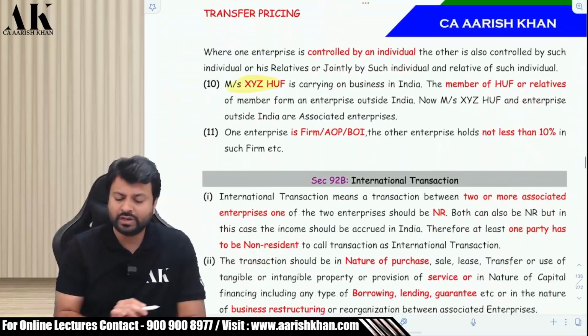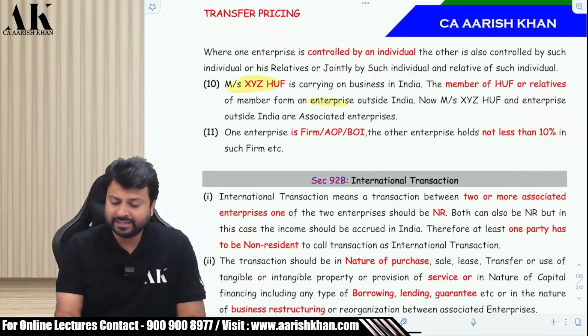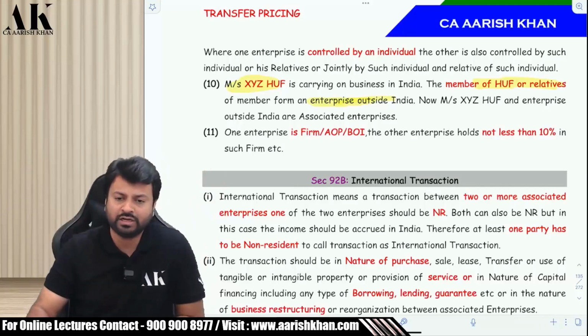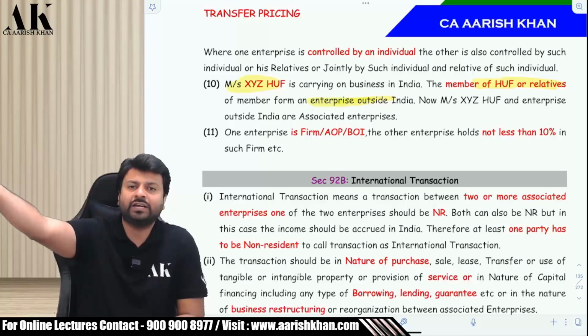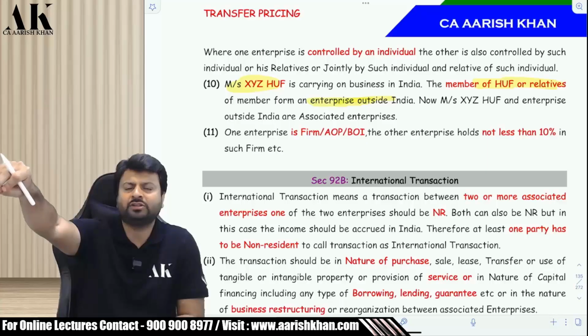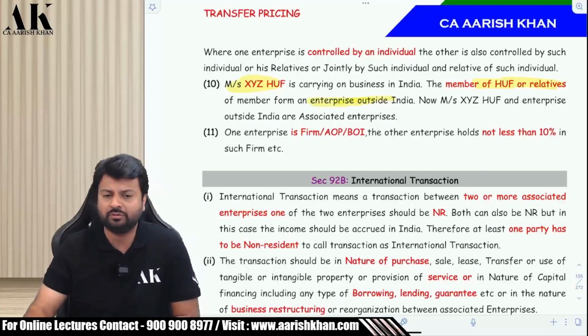One entity is an HUF. And another entity is in the form of any other entity which is controlled by whom? Which is controlled by the HUF or its relatives. Then myself and that enterprise will also be deemed to be what? Associate enterprises. So I am an HUF and there is one entity outside India which is also controlled by me or a member of my HUF or the relatives of the HUF. Then myself and that particular enterprise will also be deemed to be associate enterprises.